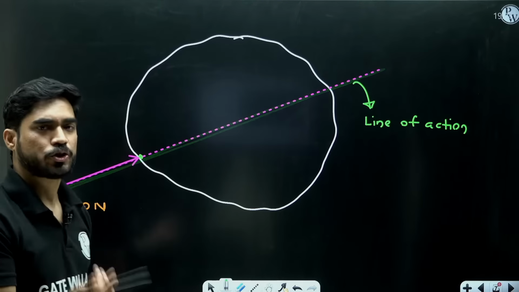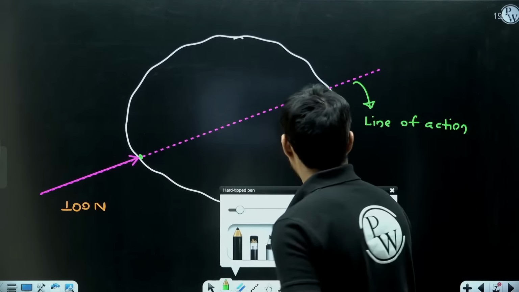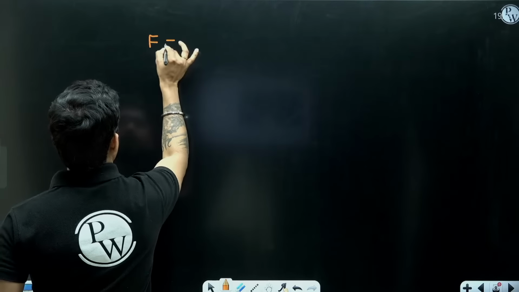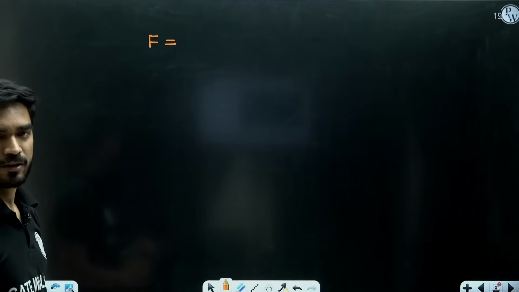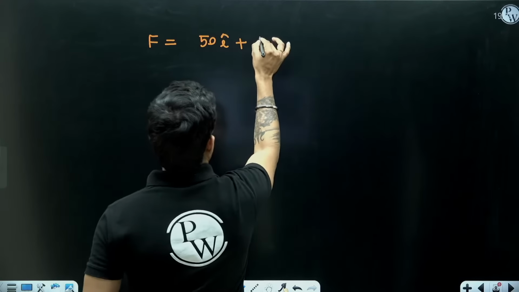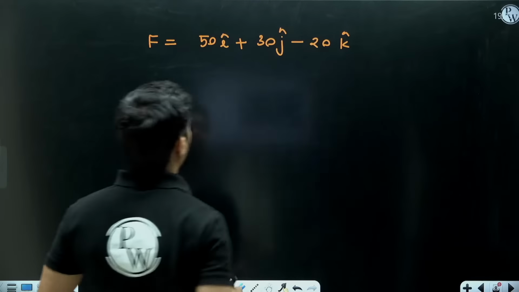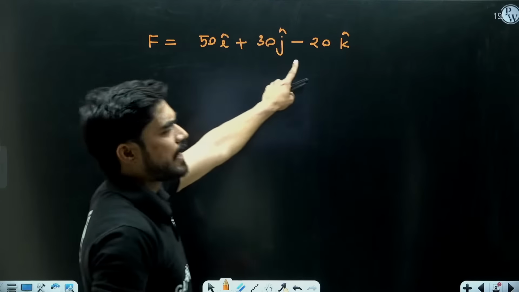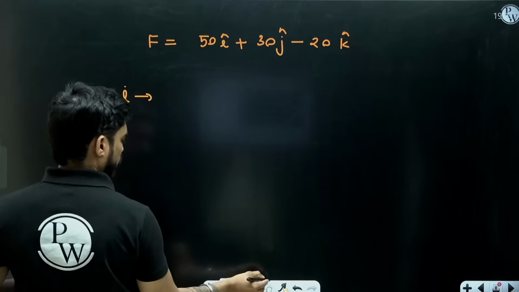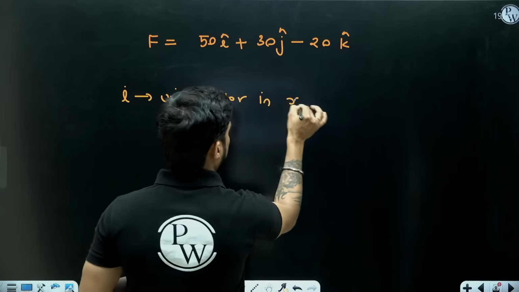You can also show a force by using vector. For example, let's say that I show the force like this. I am denoting the force by F and I write it like this: 50I plus 30J minus 20K, where I, J and K are unit vectors in X, Y and Z. What is I? Unit vector in X direction.